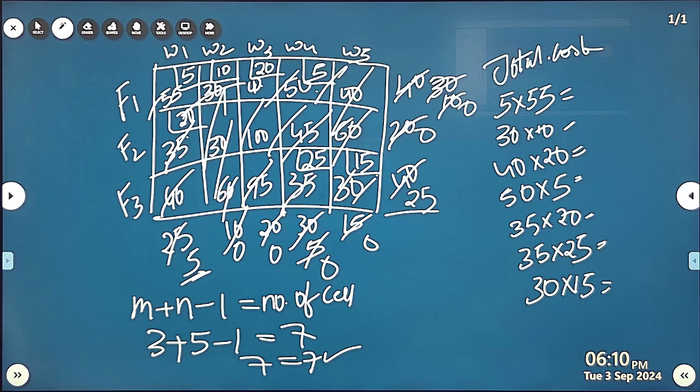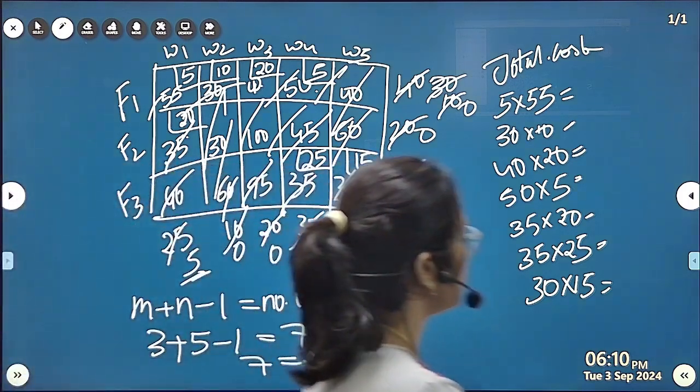So is it clear, everyone? Is there any doubt? Ask me. Clear? Yes, ma'am. Ranjit? Yes, ma'am. So copy it. So tell me the total cost.